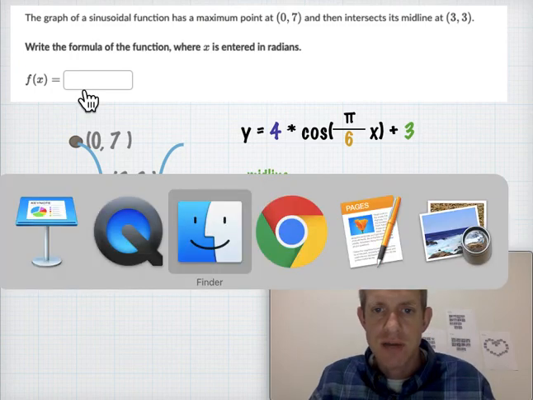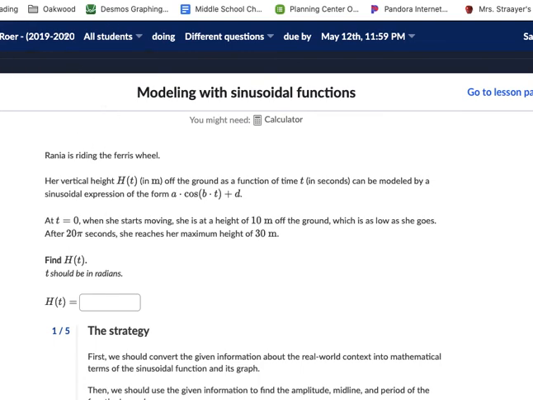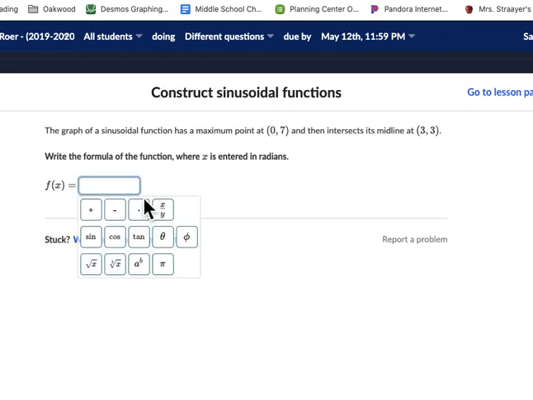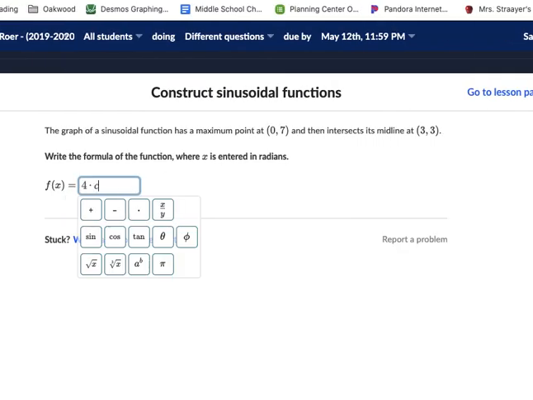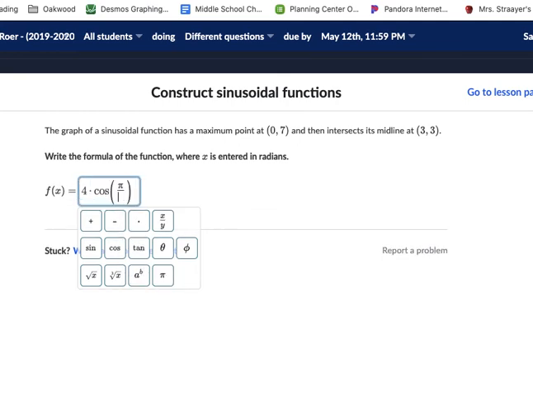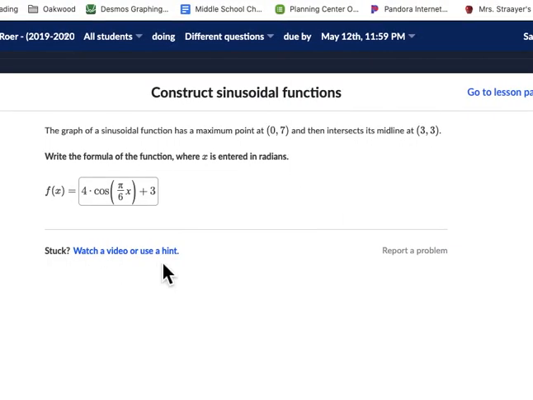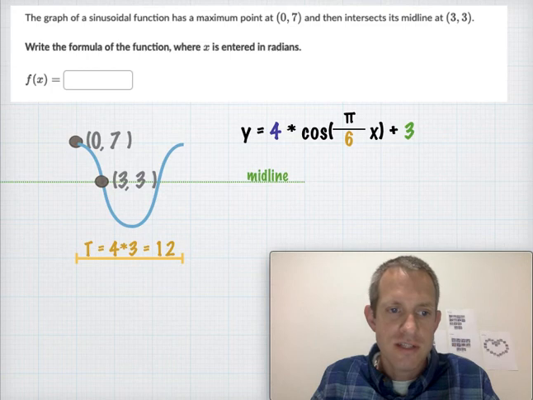I'll show you how you type in the pi symbol in a moment, because that may not be so obvious. So let's see, here we go. We would type in, I already forgot the answer, what was it? 4 times cosine of, and then there's a pi symbol right here. So pi divided by, I just did the slash bar, 6x. And then, what was it, plus 3? Better check and make sure. Yeah, plus 3. So let's see if we're right. Woohoo!